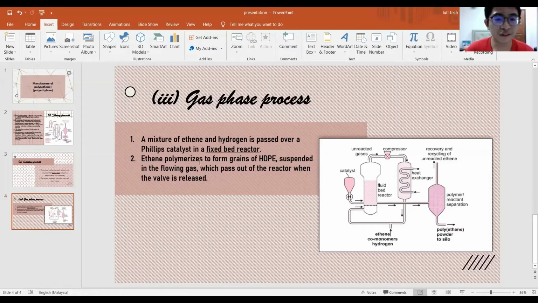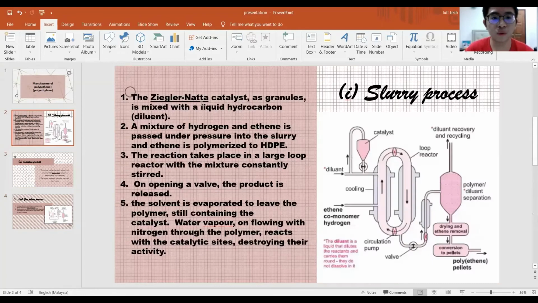Ethene polymerizes to form grains of HDPE suspended in the flowing gas, which pass out of the reactor when the valve is released. So we could see this process involves a valve. Because we want to collect the product, we have to open the valve and let it flow out. So the most important thing is the role of the catalyst, which is the Ziegler-Natta catalyst in the process. So any questions from you guys?